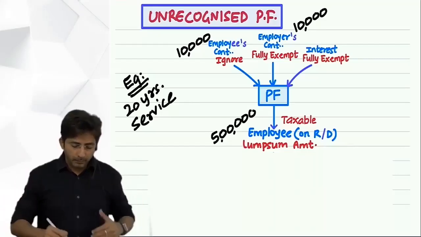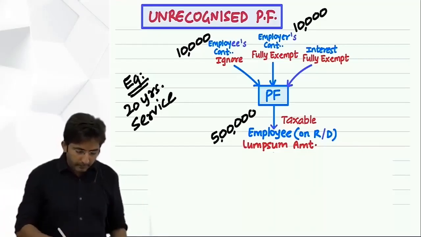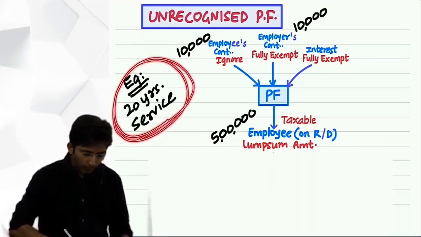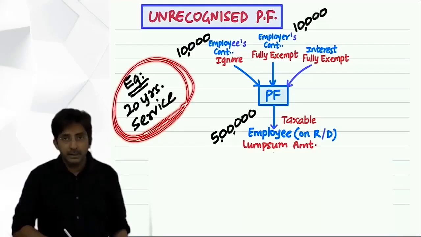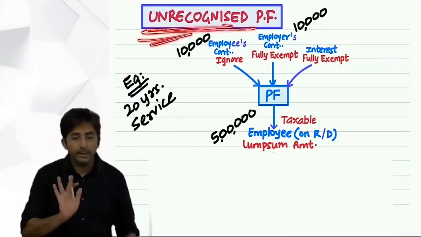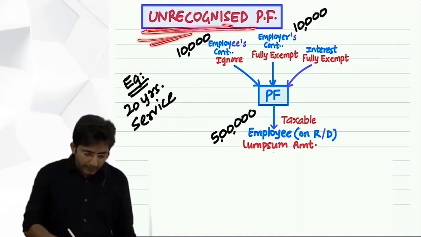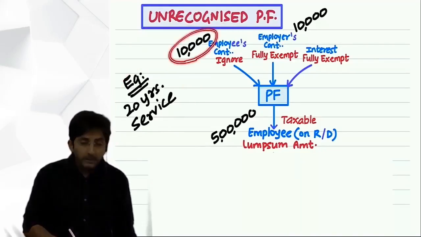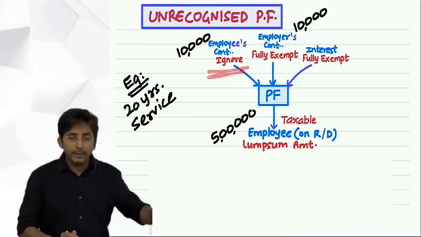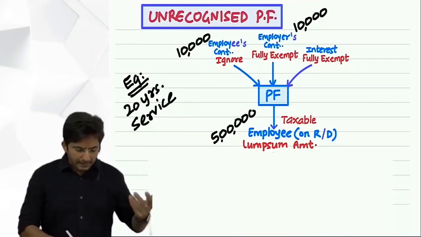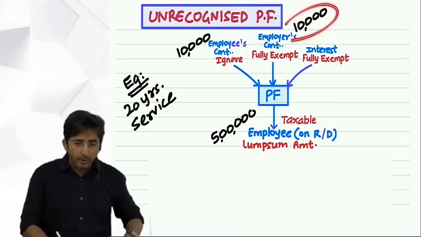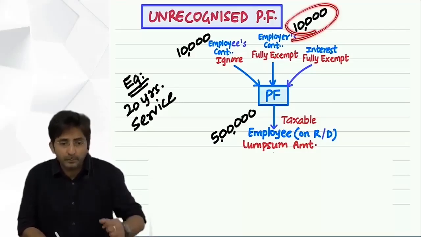Okay. Now, to understand more in detail, I have taken one example. Let's assume an employee has worked for 20 years of service, and the company where he was working had Unrecognized Provident Fund. And assume every year from his salary 10,000 was cut. Employee's contribution is always deducted from his salary, and let's assume every year 10,000 was employee's contribution and the same amount was also contributed by the employer.